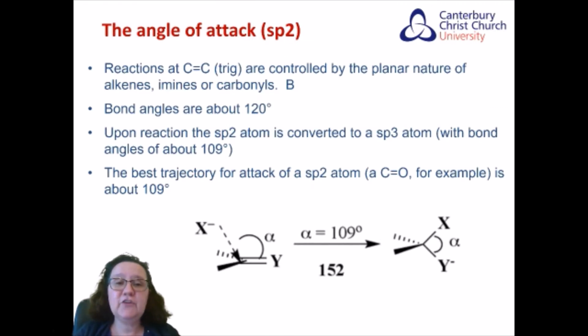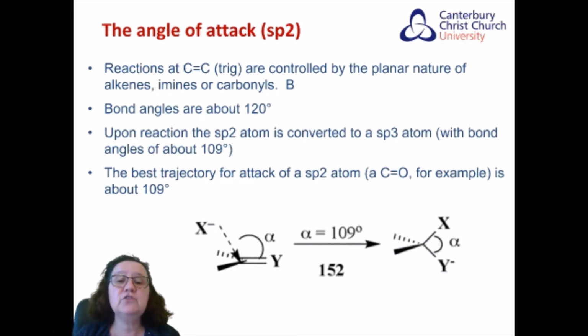When you're attacking an sp2 carbon or an sp2 atom, for example, a carbon-carbon double bond, a trig attack, then you have to think of that as a planar structure. So you have a carbonyl group, if you have an amine, if you have an alkene, you have that planar structure, the bond angles are 120 degrees. However, you're moving from an sp2 atom to an sp3 atom, which has bond angles, a tetrahedral structure with bond angles of around 109, which is a tetrahedral angle.